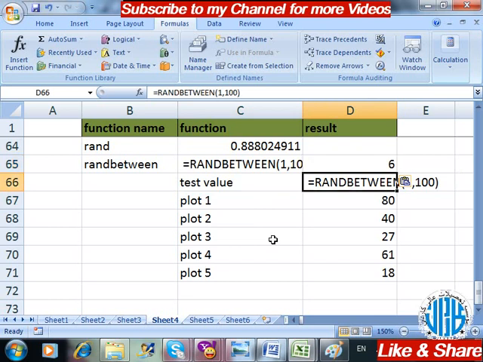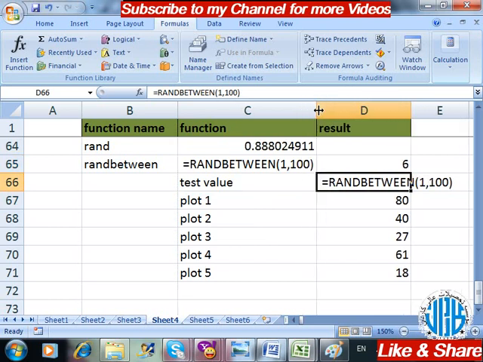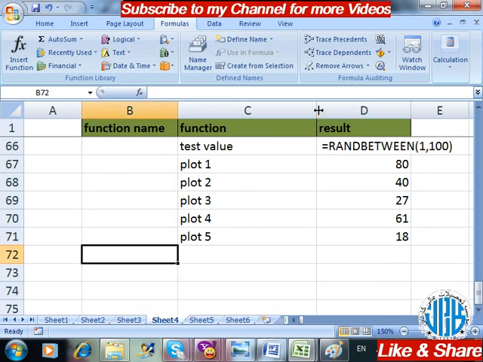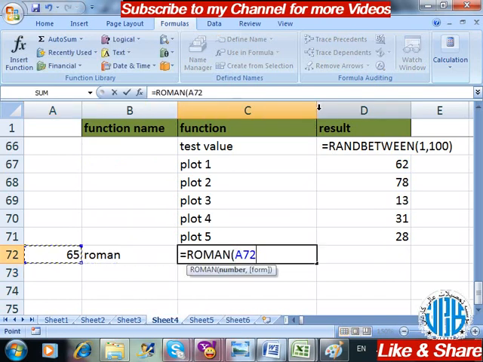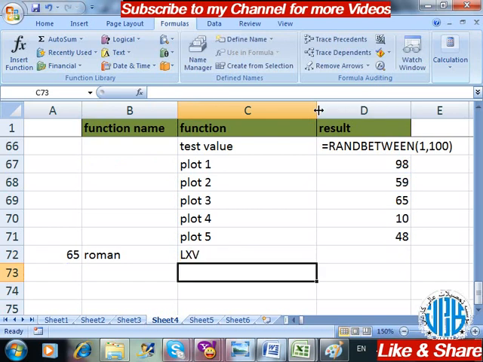Okay. Next one is conversion. Next function is ROMAN. How are we going to write a number in Roman? Just like if I'm going to write 65, 65 written in Roman is equal to ROMAN, write directly ROMAN and select the cell. 65 will be written LXV.